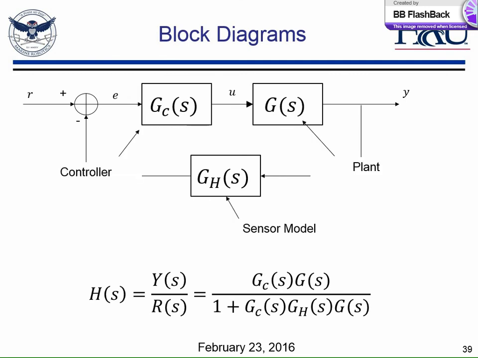We always know about our poles, right? So our poles determine everything about our system. That is why we call the denominator of our closed loop transfer function the characteristic equation. So it's 1 plus our controller times our sensor model times our plant.